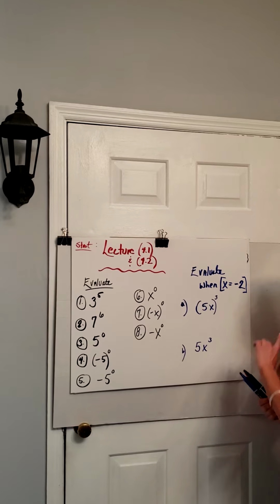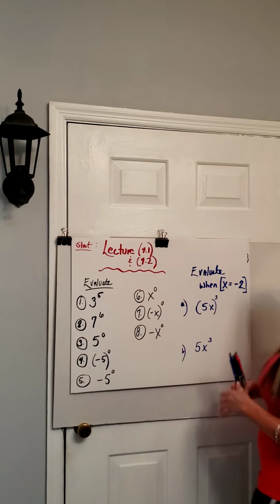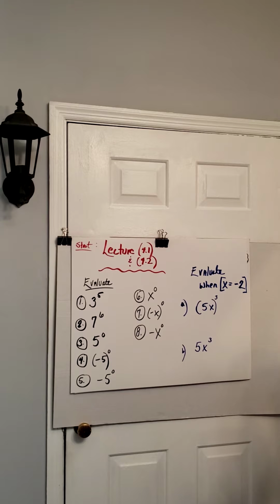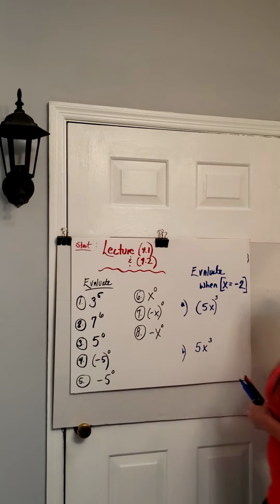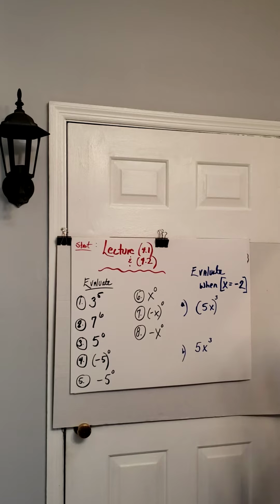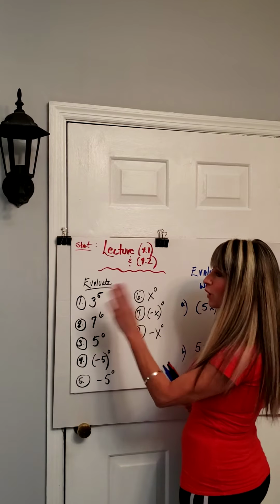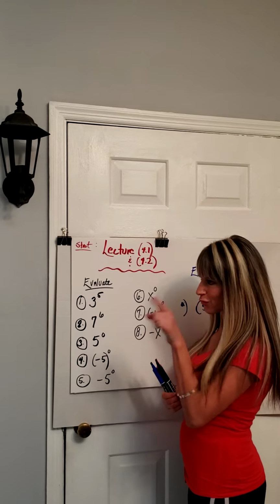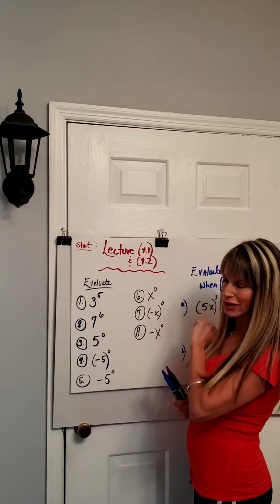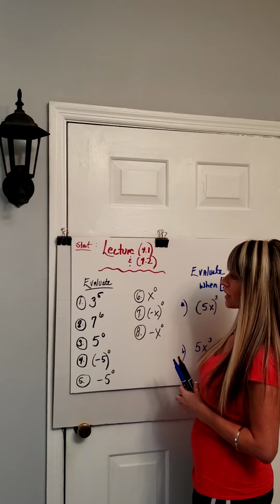All right, so this is section 4.1. We are evaluating. This whole chapter is on exponents. All right, so the first one says 3 raised to the 5th power, right? That's not 3 times 5. It's literally 3 multiplied by itself 5 times. But the beautiful part is you don't have to do 3 times 3 times 3 times 3 times 3 on your calculator. You can just punch it in, okay?